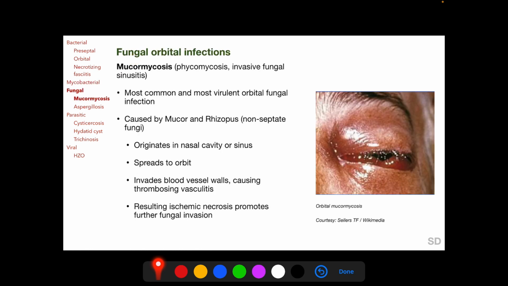Among fungal orbital infections we have mucormycosis and aspergillosis. Mucormycosis is also known as phycomycosis or invasive fungal sinusitis, and is a very important entity to understand. It is the most common and most virulent orbital fungal infection and is caused by mucor or rhizopus, which are non-septate fungi. The infection originates in the nasal cavity or a sinus, and from there it spreads to the orbit. Characteristically, these organisms invade blood vessel walls, causing thrombosing vasculitis, resulting in ischemic necrosis which promotes further fungal invasion.